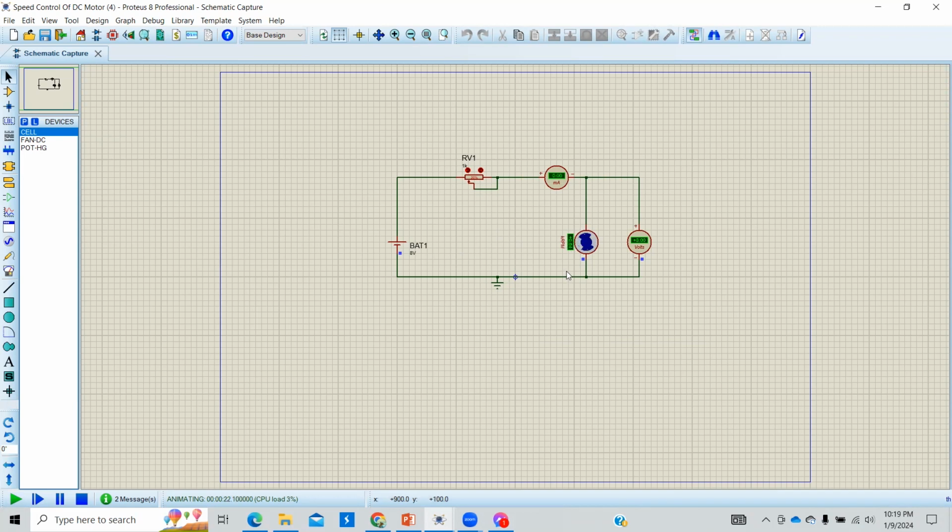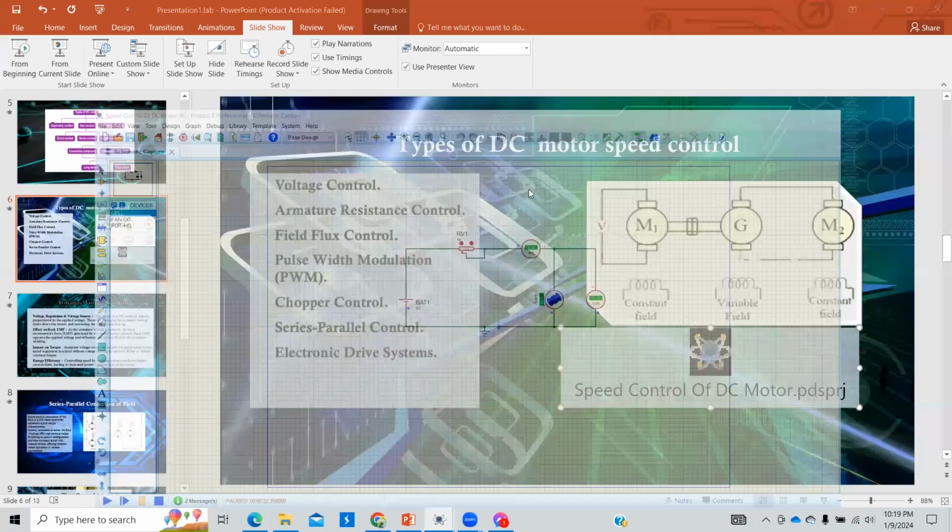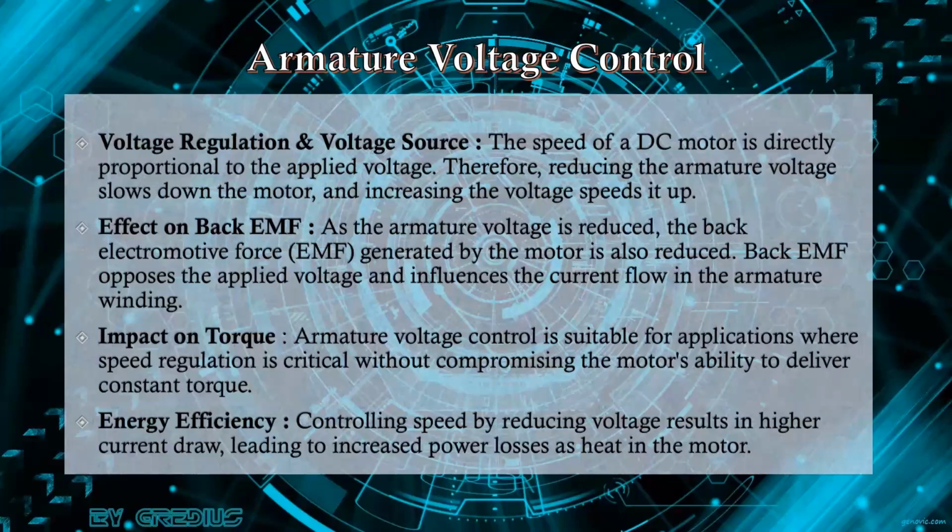Then my next topic is armature voltage control. In the voltage regulation of a voltage source, the speed of the DC motor is directly proportional to the applied voltage. Therefore, reducing the armature voltage slows the motor, and increasing the voltage speeds it up.